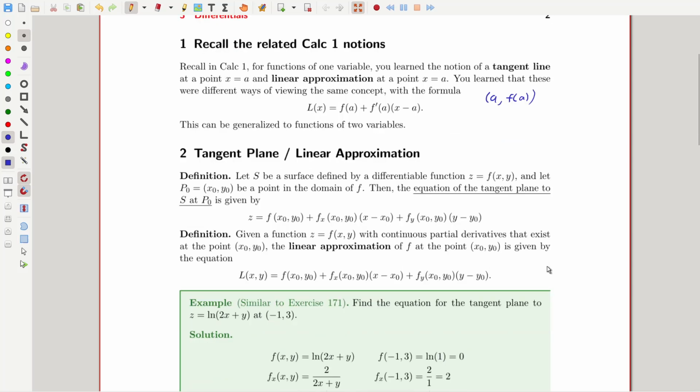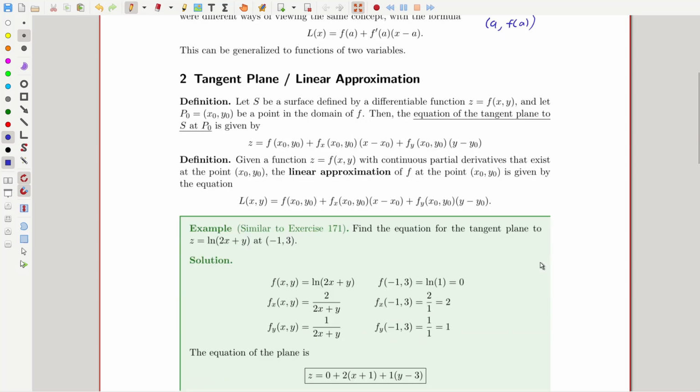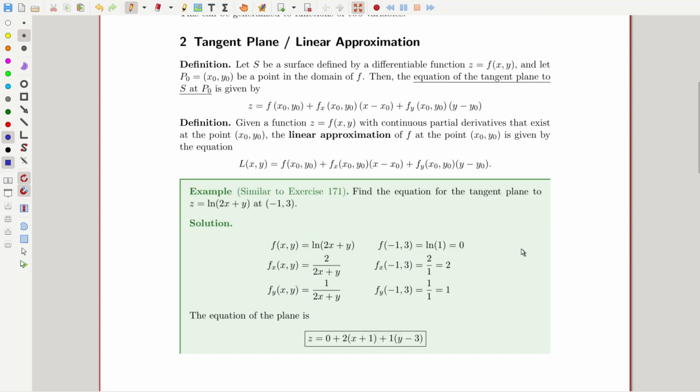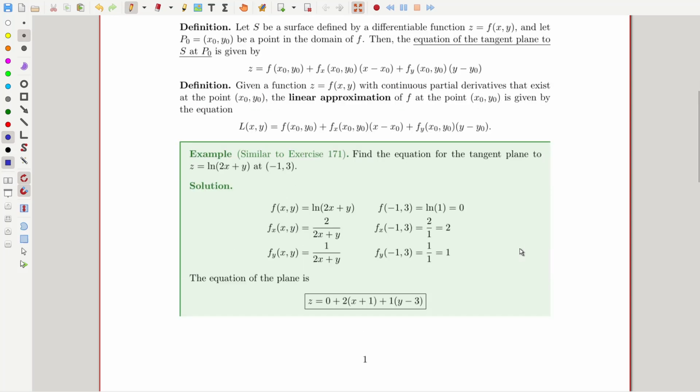Okay. Let's see some examples. I just grabbed two examples that are creating equations of tangent planes, similar to your homework. Suppose you want to create the equation of a tangent plane to this given surface at a given point here.